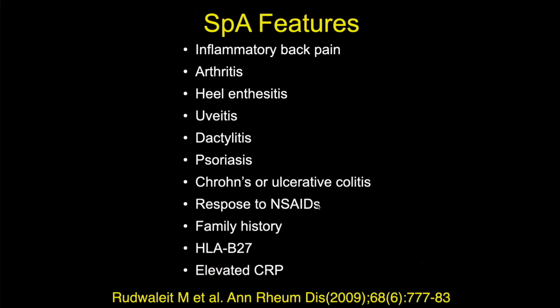They tend to respond symptomatically to NSAIDs, but these really don't treat the disease. They do not stop the progression. You need to really use TNF-alpha inhibitors and more modern medicine to stop the disease. They tend to have a family history, HLA-B27 positive, and an elevated CRP, according to this particular basis.